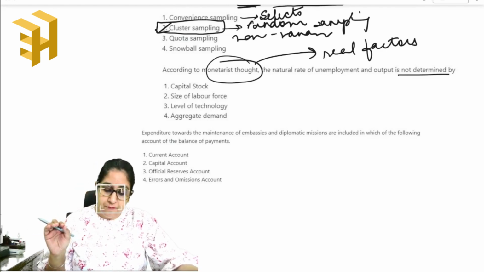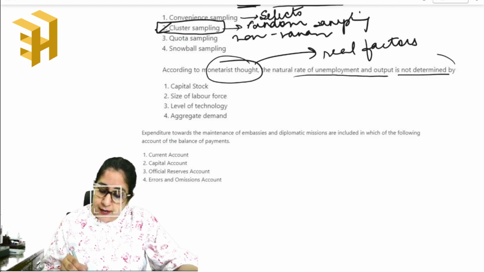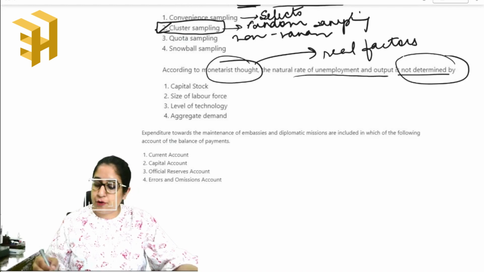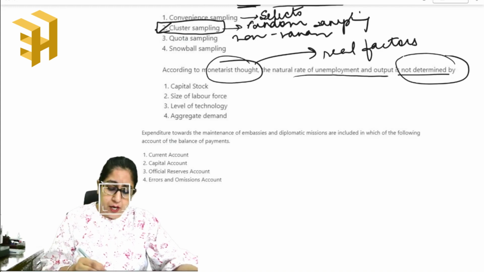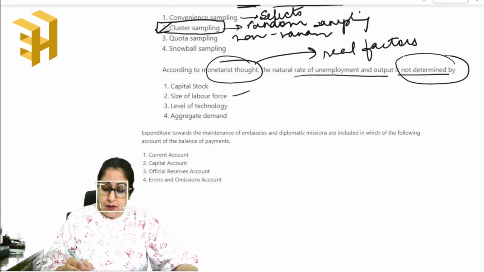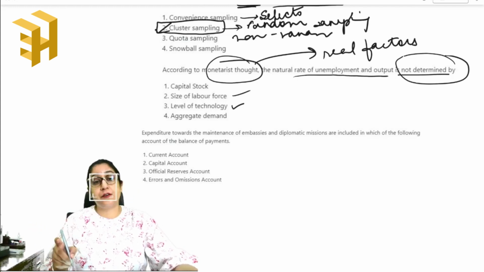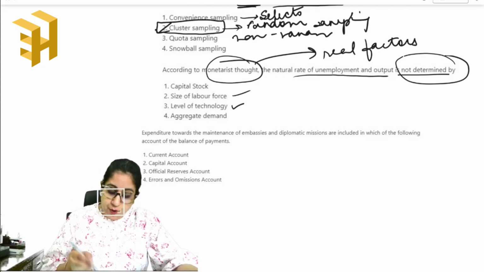Now what we have to find is what the natural rate of unemployment and output is not determined by. First, capital stock, it is a real variable, right? Labor force is a real variable. Technology is a real variable. But the answer to this is your aggregate demand.